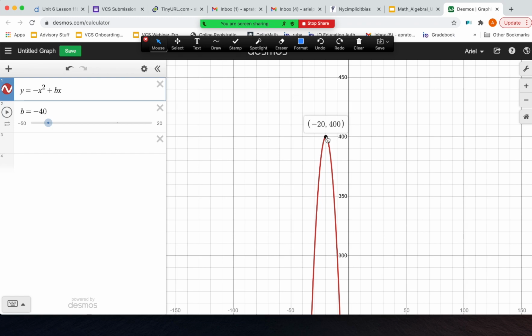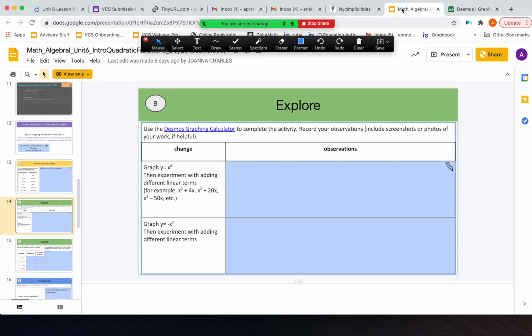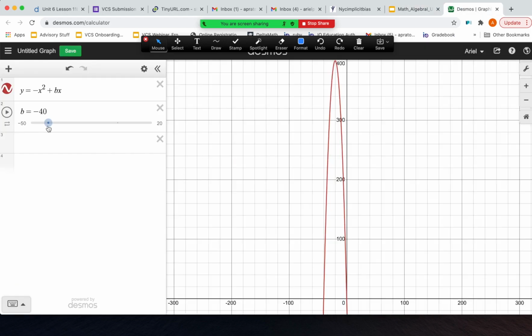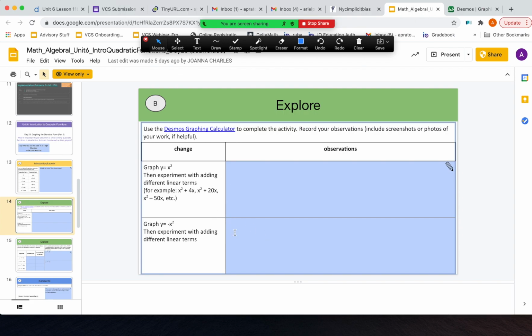So I want you to say to yourself, how is it different when we're working with negative x squared and we change the b term versus positive x squared and we change the b term? Where can you see the x-intercepts from the equation? Where can you see, or how could you figure out the x-coordinate of the vertex from the equation? These are all observations you can jot down here. And you can pause for a moment if you need to go ahead and jot that.